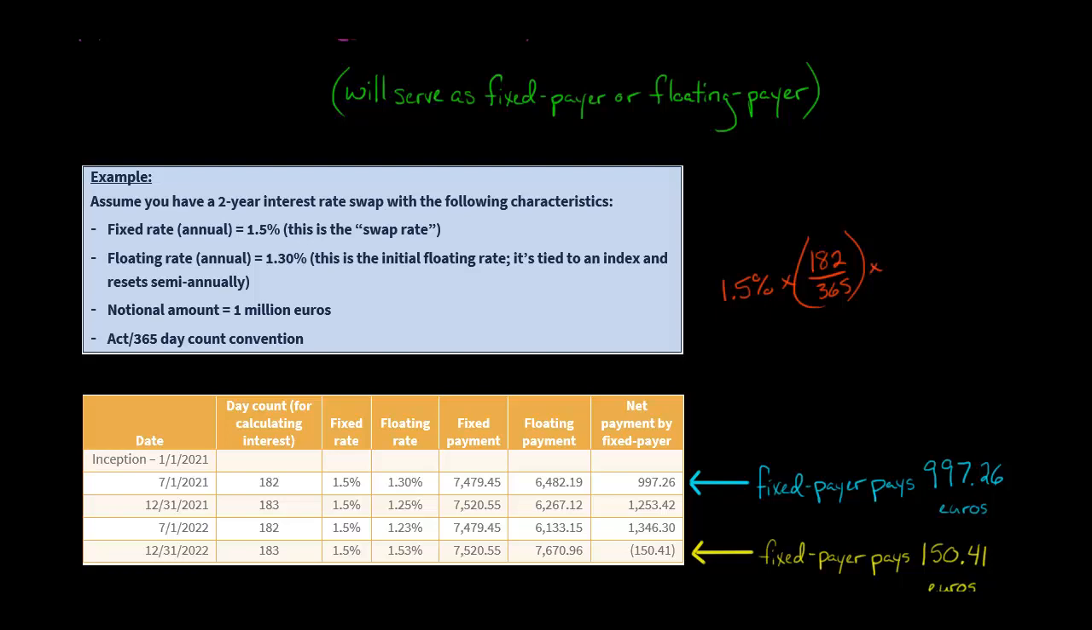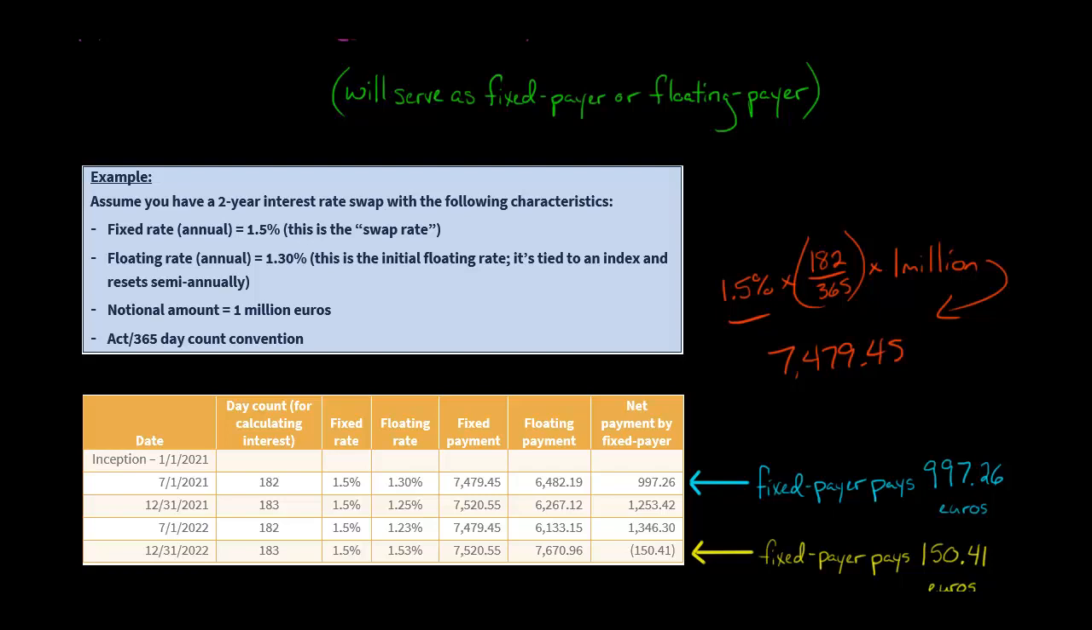Then we multiply by the notional amount, which was 1 million euros. So to get this number for the fixed payer: 1.5% times the number of days in the period, 182, divided by the days in the year, 365, times the notional amount. That is going to give you 7,479.45 euros. This is the amount that the fixed payer owes to the floating payer. So if you're the fixed payer in this agreement, this is the payment you need to make.